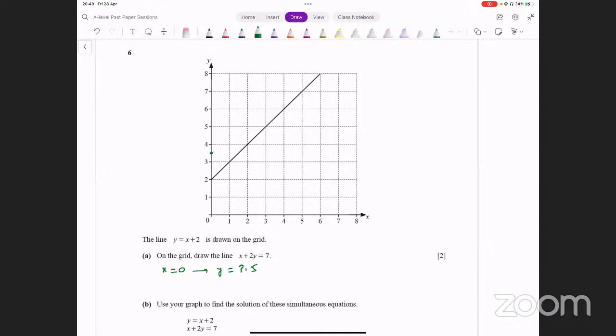Input some other value of x. Let's say x equals 3. If we input 3, 3 goes to the other side. 7 minus 3 is 4. 4 divided by 2, that's going to give you 2. At 3, the value of y is 2. So 3 and 2, this is another point that we're getting. We have 2 points now, and with 2 points you can draw the line.